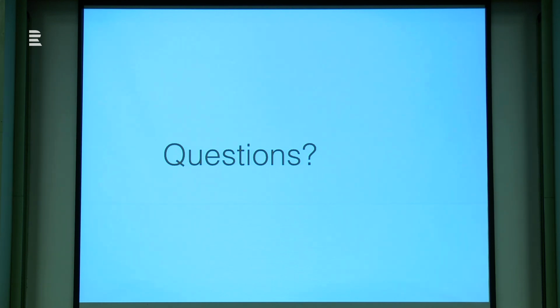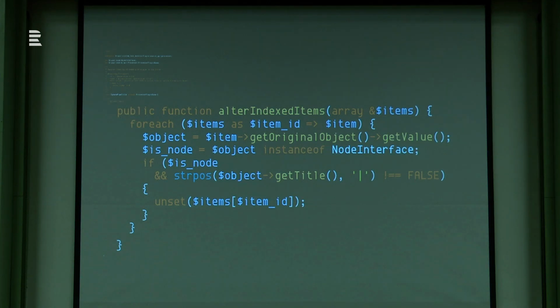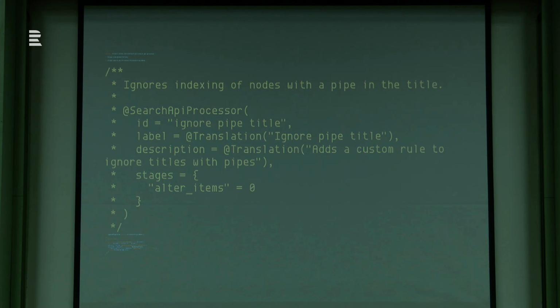Regarding the processor plugin you showed in your example, I get it right that it's a pre or an alter index item, so it's after indexing the items? So I'll repeat the question: is this before indexing or after indexing? This is before indexing. Alter items runs before things are put in. Well, actually, it's like 2 or 3 lines above things that go into the backend. So a more usable example, you could exclude a node type from being indexed.